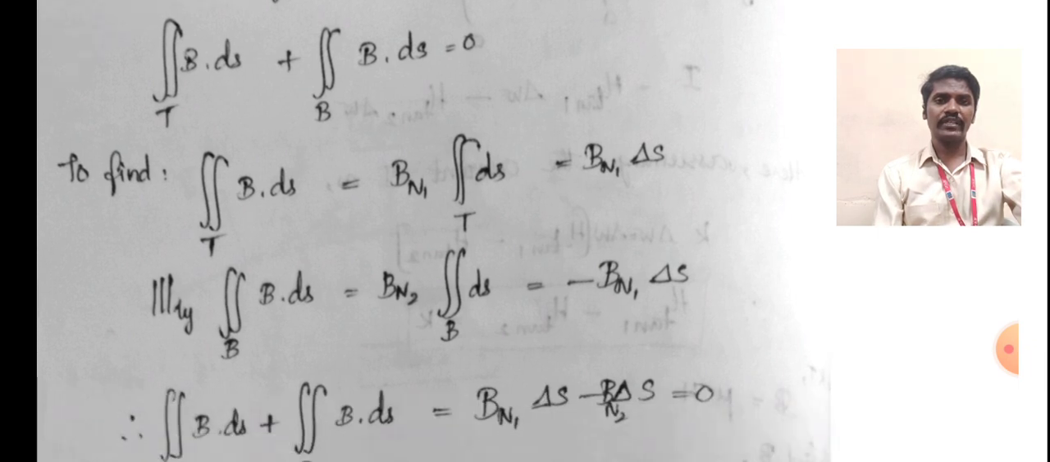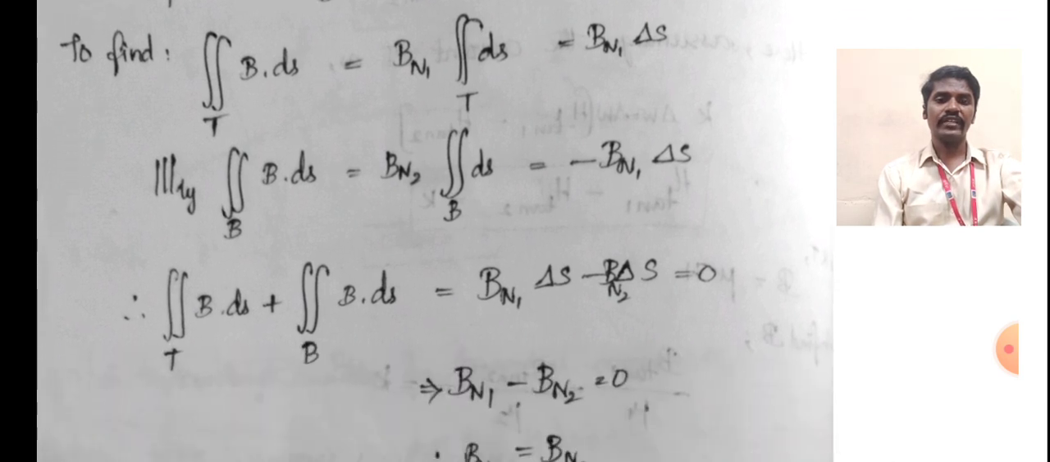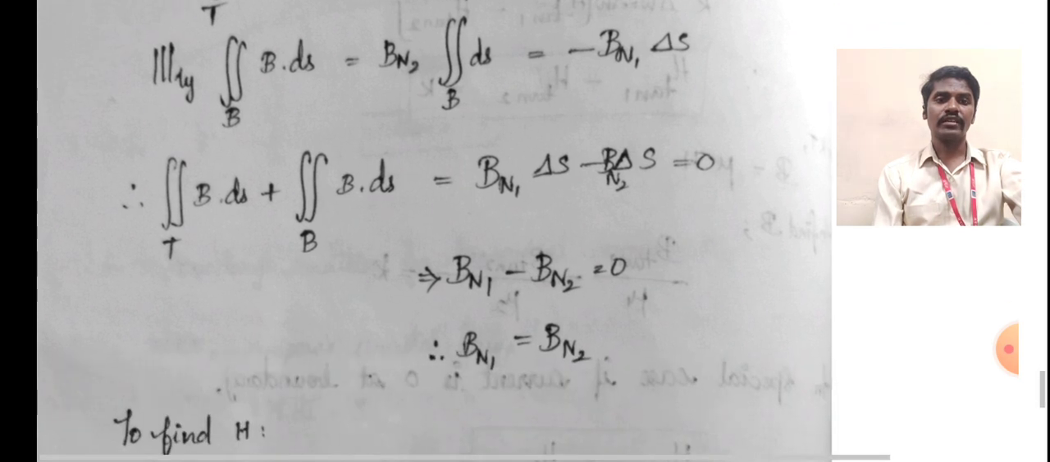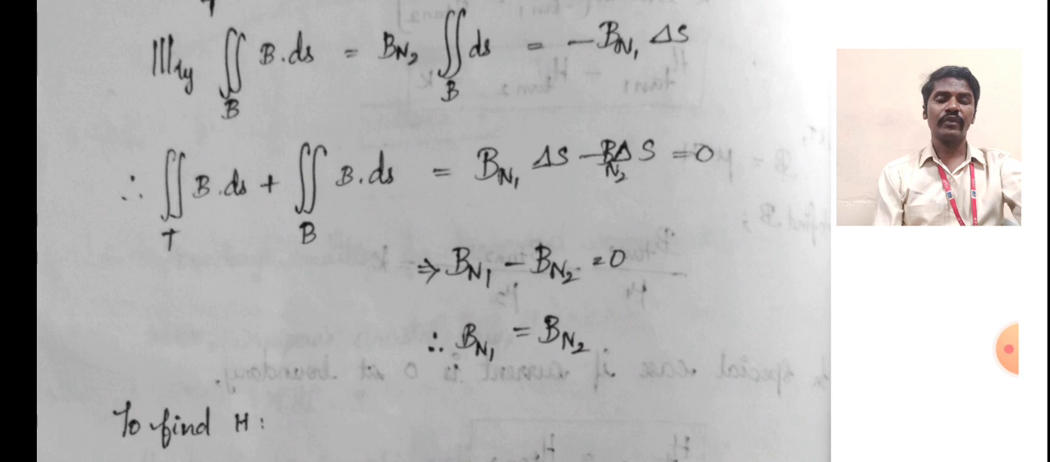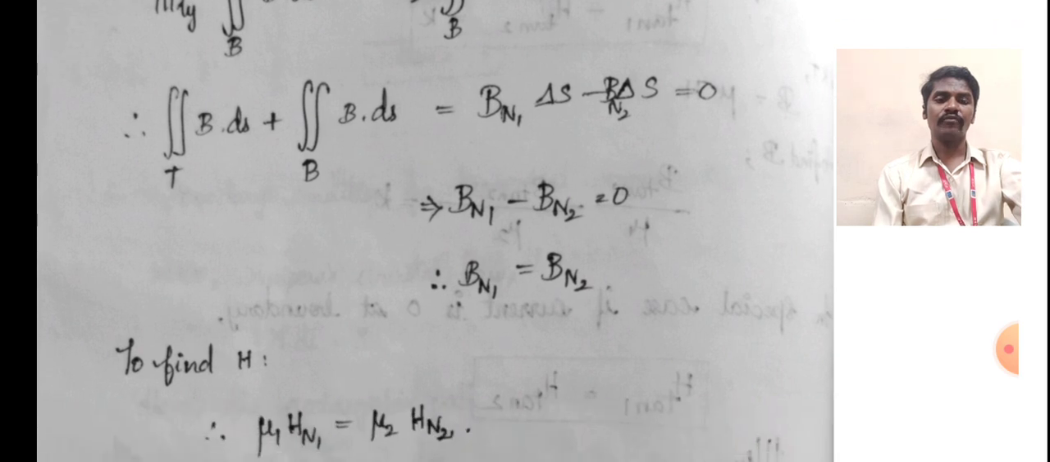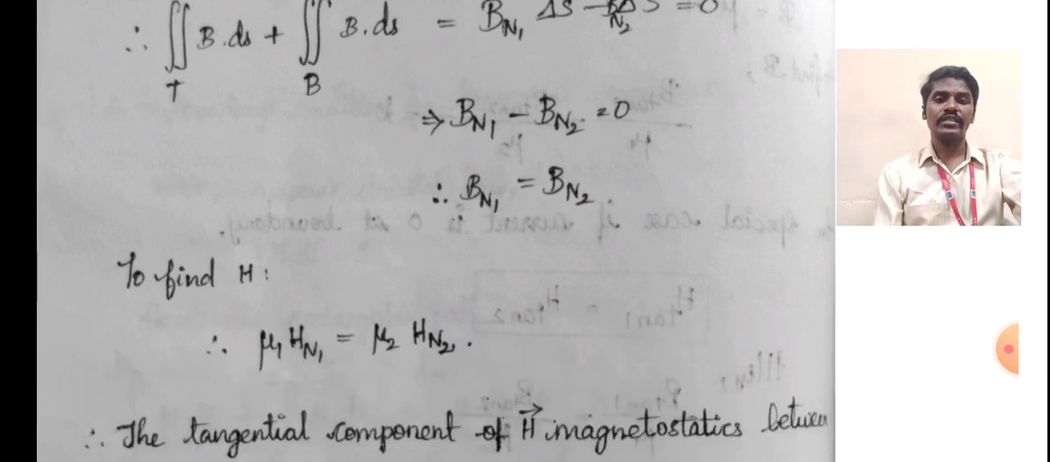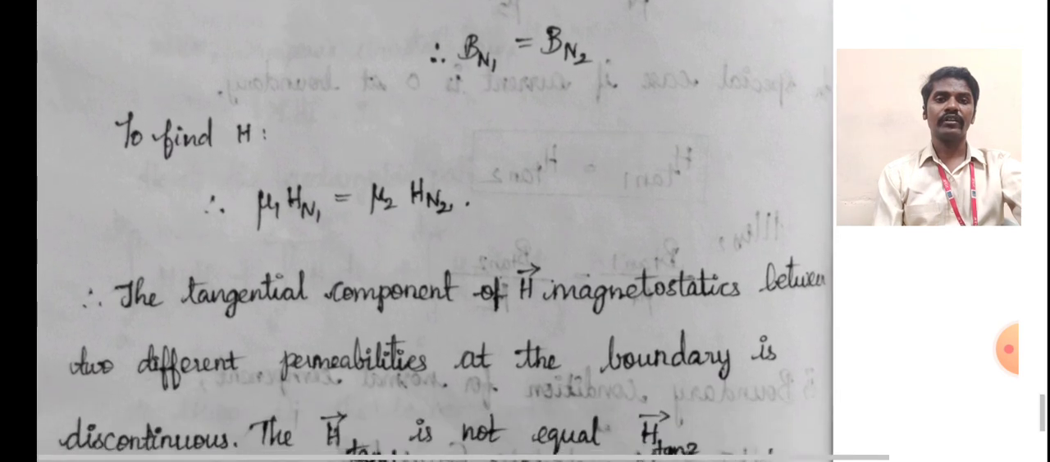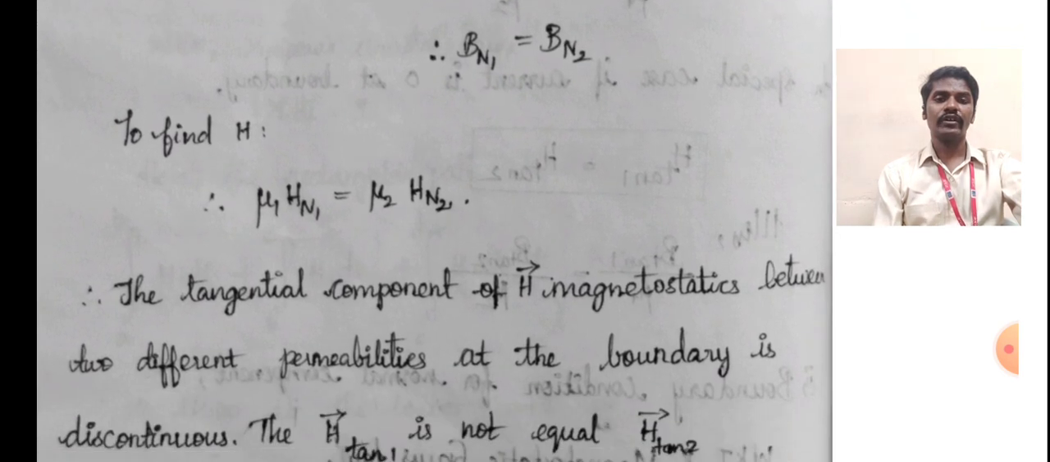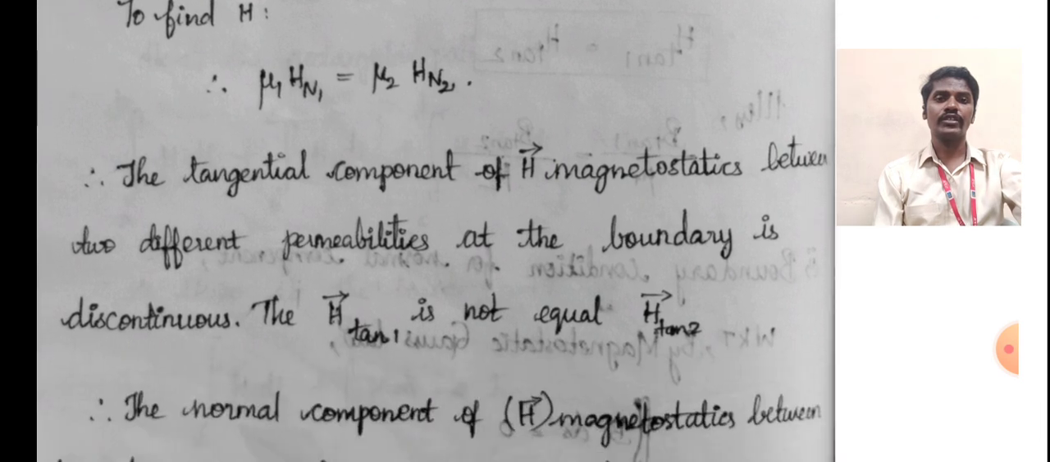Similarly for the bottom, it is the same, but in the opposite direction, and therefore it is minus Bn2 del S. When you add these two, Bn1 del S minus Bn2 del S is equal to 0. That is, Bn1 minus Bn2 is equal to 0, from which you can say Bn1 is equal to Bn2. Now to find the value of H, we know that mu1 Hn1 is equal to mu2 into Hn2.